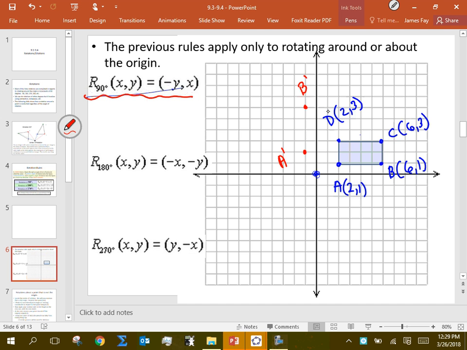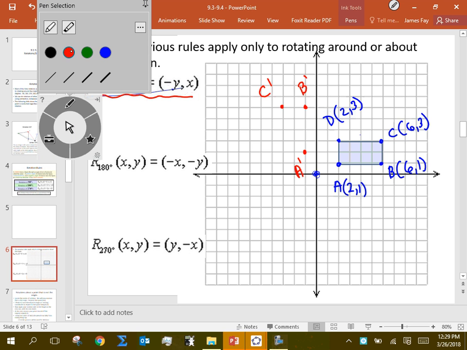There's B prime. C is going to go to negative 3, 6. So there's C prime. And then D should go to negative 3, 2, right? And there's D prime. Now, obviously, you would want to connect that and make the shape, whatever. Okay.